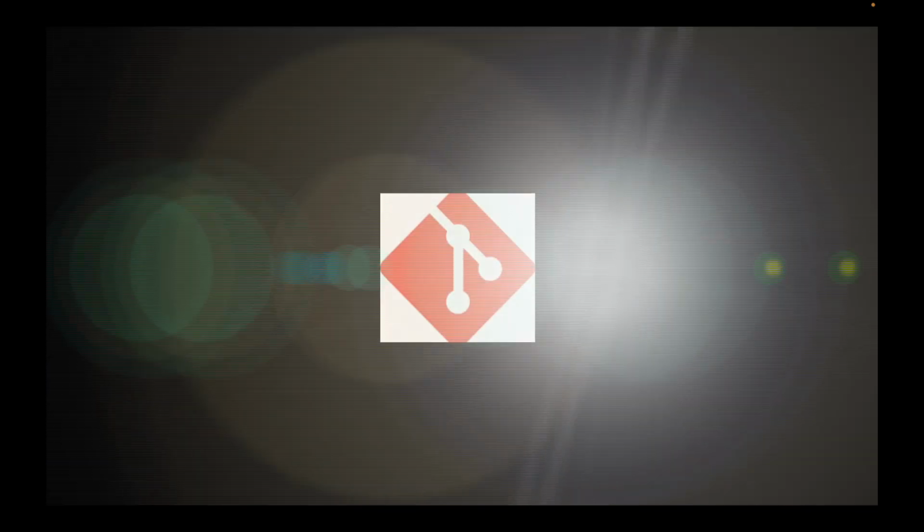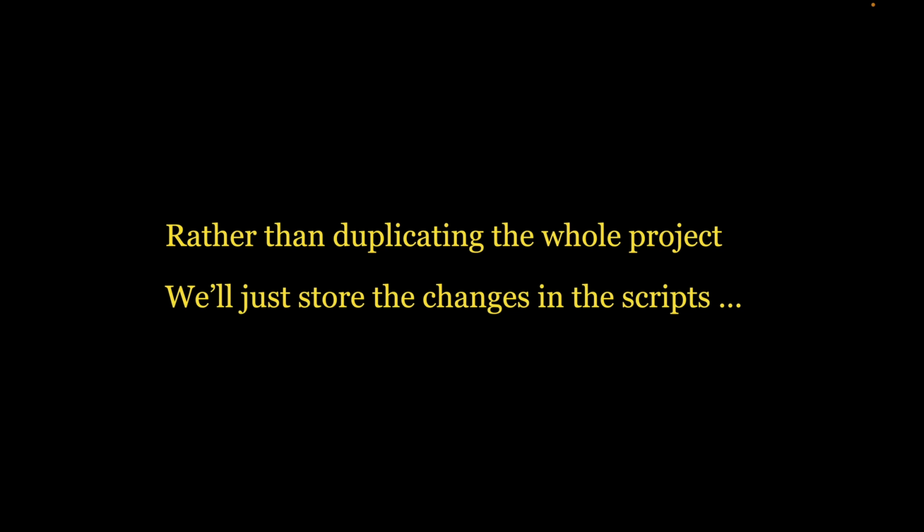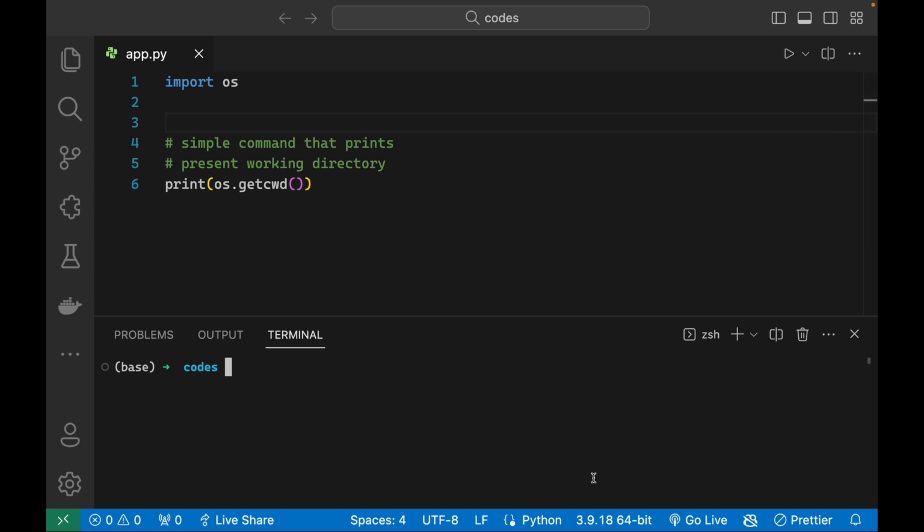For that, Git is the savior. Rather than duplicating the whole project, we can just store the changes in the scripts by using Git. So let's see how to do that. Here I have opened the app.py file, where it's just a simple program importing the operating system module in Python and just printing the current working directory. So now it's working fine, I guess.